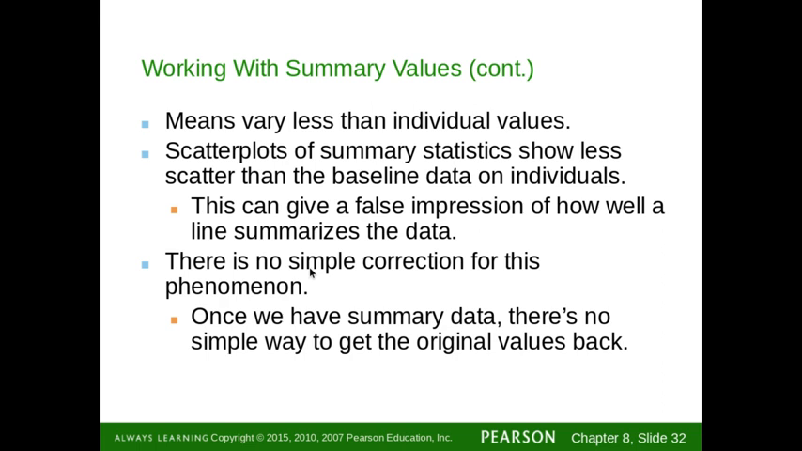Scatter plots of the summary statistics show less scatter than the baseline data on individuals. This can give a false impression of how well the line summarizes the data. There is no simple correction for this phenomenon. Once we have summary data, there's no way to get back to the original values. Okay, so whenever we do stuff, and I don't know if you guys are going to do research or collect statistical data for the rest of your lives, but if you do, keep all the original data. No matter what summary you do, just keep the data, never lose the original data, because you can go back and look at it a gazillion times.